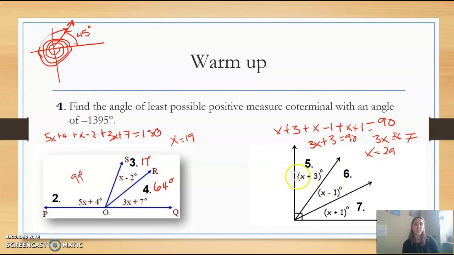So if we do 29 plus 3, that is 32 degrees. 29 minus 1 is 28 degrees. And 29 plus 1 is 30 degrees. So that's all you have to do.